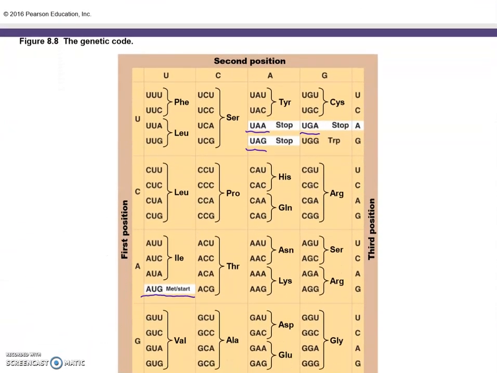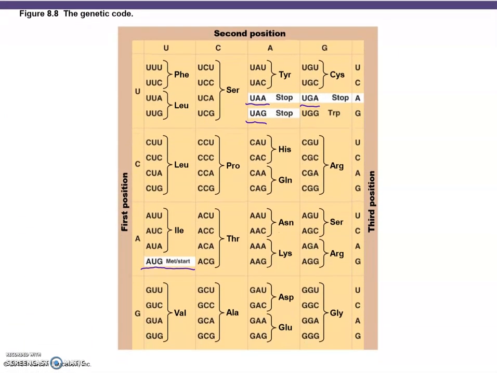So you can see that here, for example, let's use the first one right here. UUU and UUC both specify phenylalanine. Or leucine here has even 6 possibilities. UUA, UUG, CUU, CUC, CUA, and CUG. They all specify the same amino acid, leucine. Okay, so that's known as the redundancy or the degenerate nature of the genetic code.